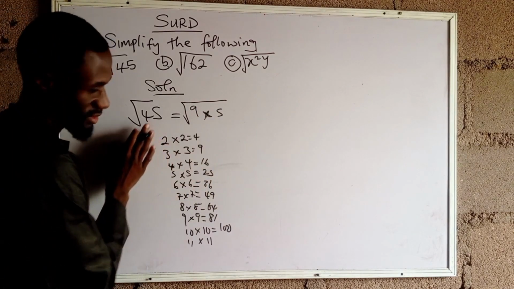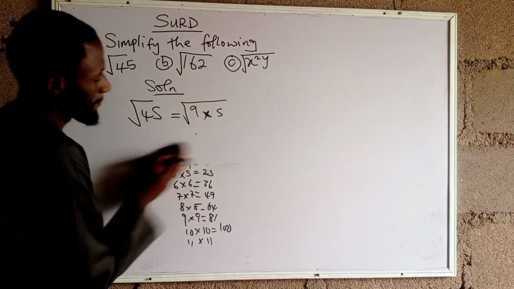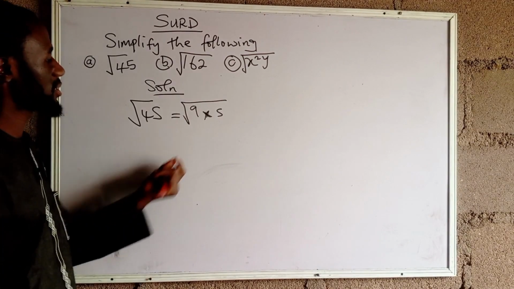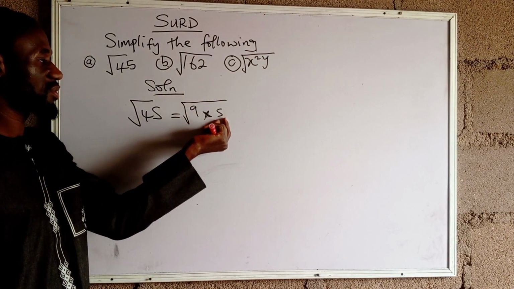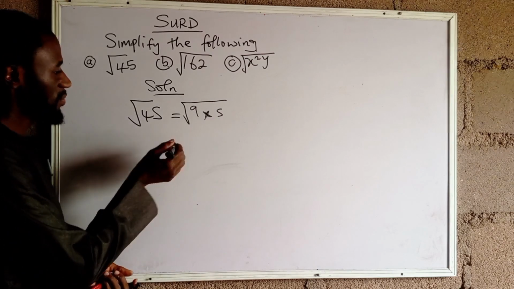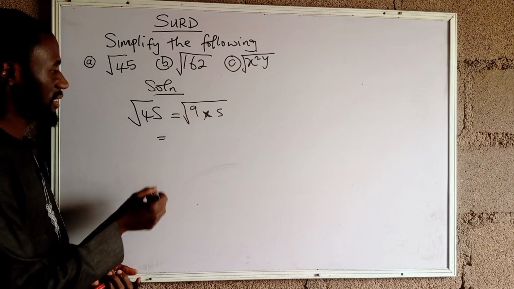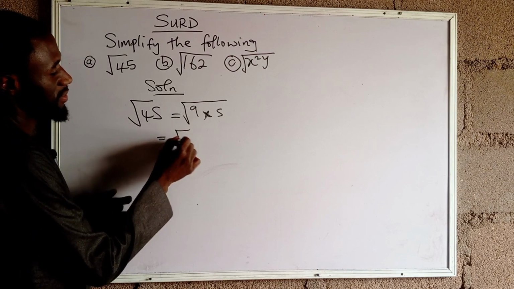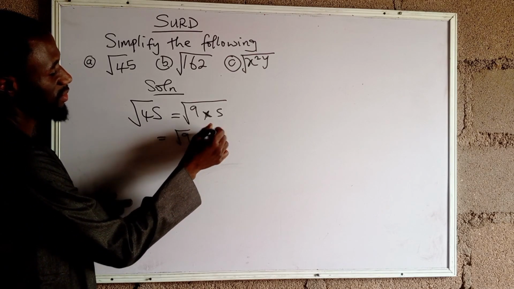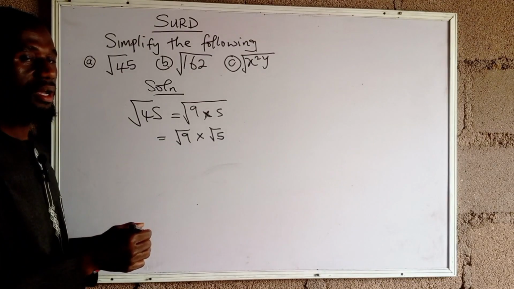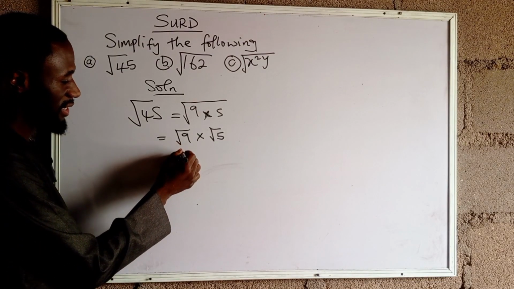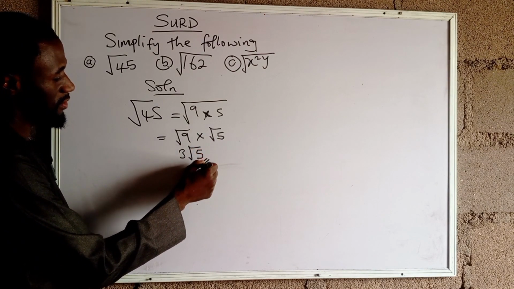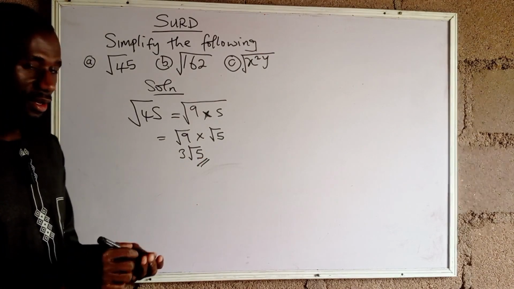Now we have found the two numbers. One of the numbers is a perfect square. 9 is a perfect square, then 5 is a non-perfect square. The number that has a square root, we call it a perfect square. Now you can simplify the square root of 9. You can separate: here you have the square root of 9 multiplied by the square root of 5. Then the square root of 9 is 3, multiplied by the square root of 5. That is 45 in short form.